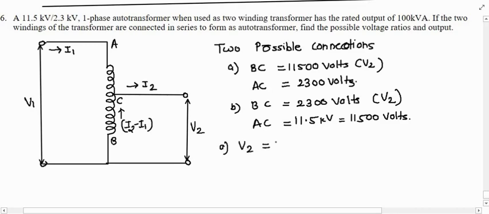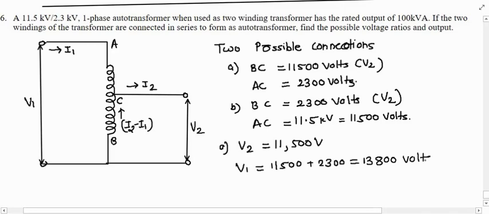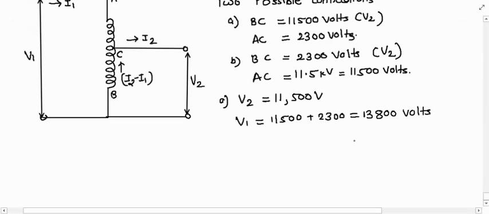So in the first connection, what is my V2? My V2 is equal to 11,500 volts. And what is V1? V1 is equal to BC plus AC voltage, means 11,500 plus 2300 volts. So it will come to 13,800 volts. So the voltage applied across the winding is 13,800 volts.